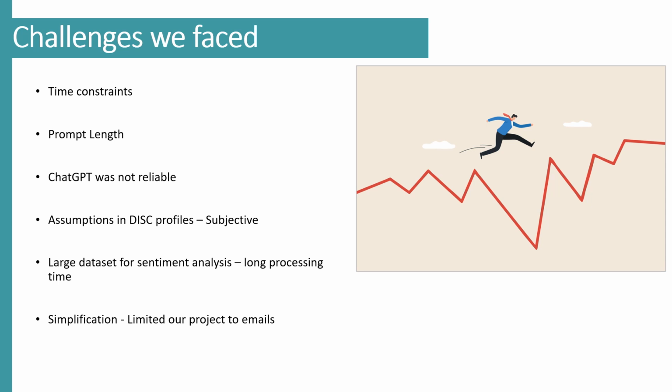We also had a challenge because the DISC profiles are very subjective, which is also the reason why ChatGPT was very unreliable. They're actually quite difficult to put people in on the basis of a few emails. We also struggled because the dataset was rather large, so for the sentiment analysis there was a long processing time, and we spent a lot of time just waiting for it to complete its task.